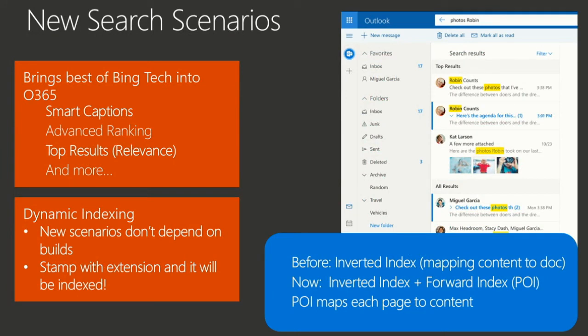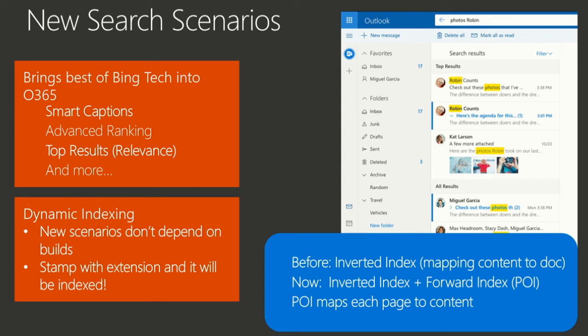So some of the search scenarios and tech that we talk about, one of them is smart captions. On the right, you see a query. You type in photos Robin. And before, you would get a static caption. So let's say the first mail might say, thanks everyone for coming to the all hands event, but that text that says check out the photos might be deep within the message and wouldn't show there.